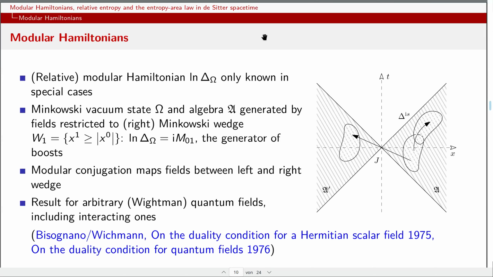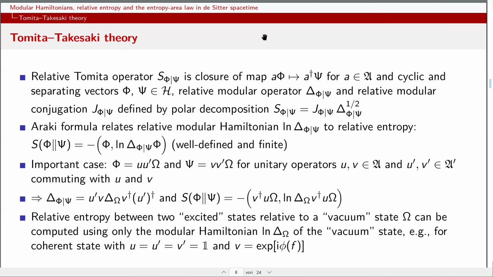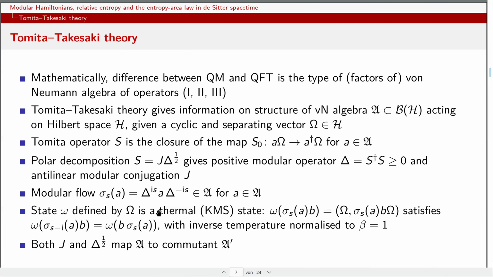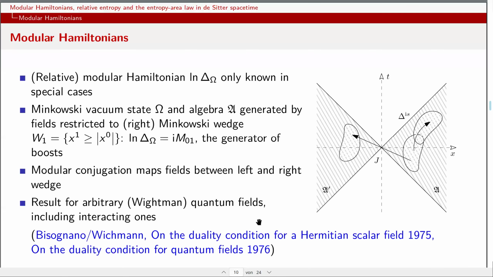Of course. But what I said before, one of the conditions on the modular flow is that the state is a thermal state. So in a sense, the Unruh effect is a manifestation of this mathematical theory for this special case. But why it is that way, I have no idea. It just comes out like that. Okay.